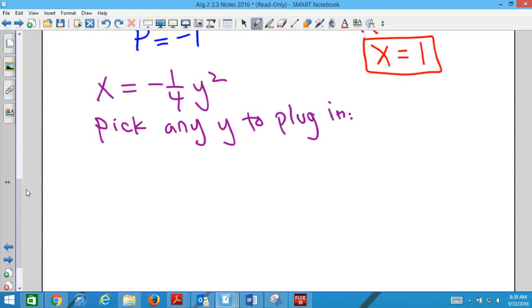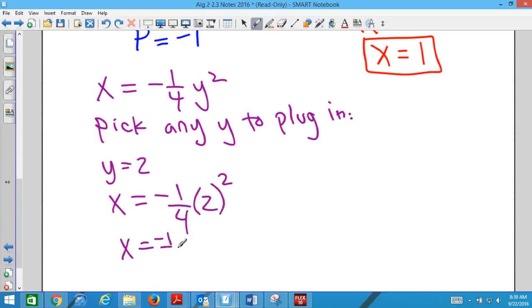So let's try plugging in 2. So let's try y equals 2. Then I'm going to have x equals -1/4 times 2 squared. So x equals -1/4 times 4, which is -1. So that ordered pair that I'm plotting is (-1, 2). Make sure that you put it back into (x, y) before you actually plot it, because everything's backwards, it gets confusing.